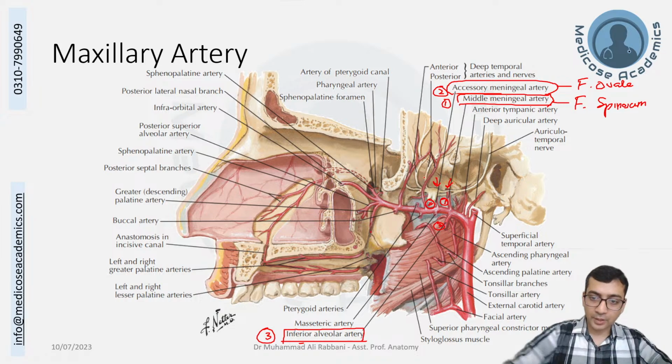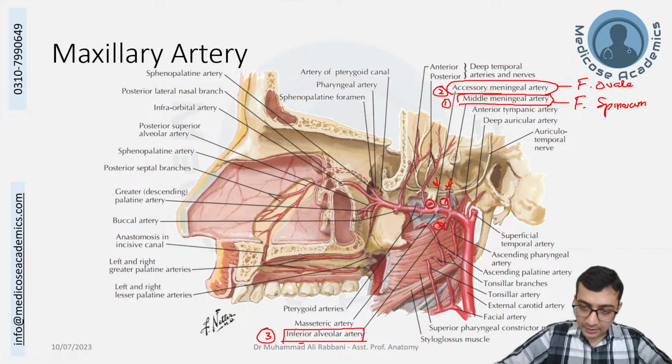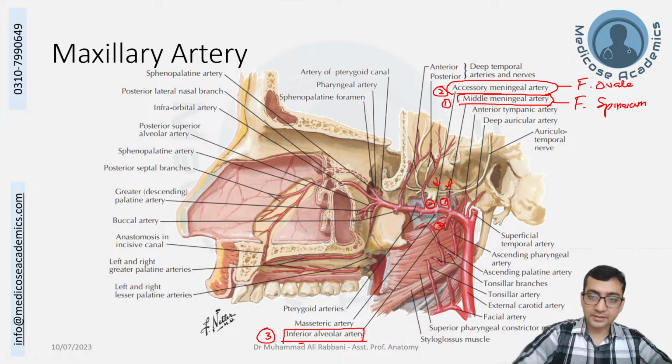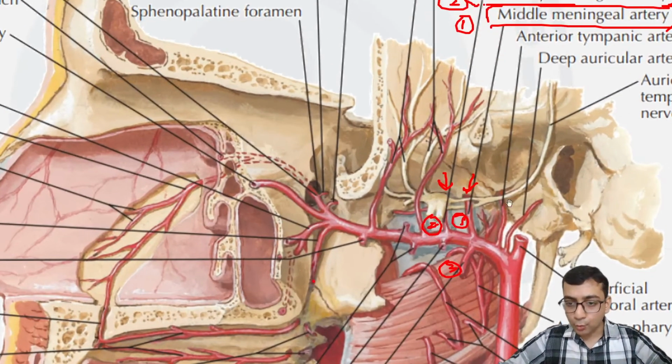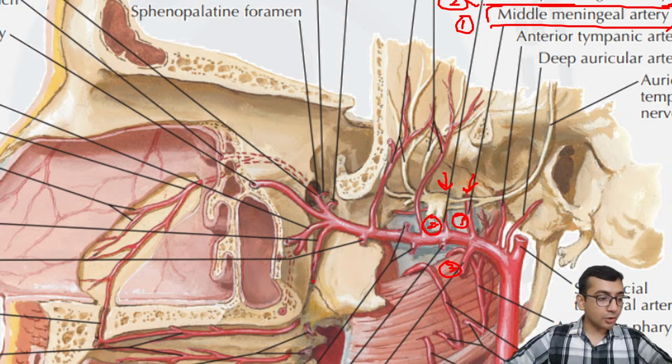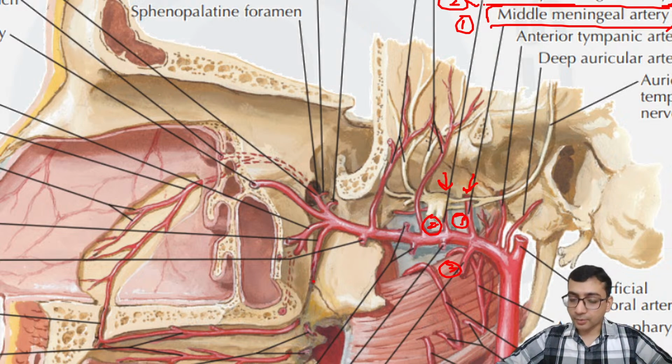And this is the point of interest of an exam. Look at this point, it is running between the two roots of the auriculotemporal nerve. So this question is very interesting and asked when talking about the auriculotemporal nerve, the mandibular division of the trigeminal nerve, or when talking about the middle meningeal artery. So this question gets asked.